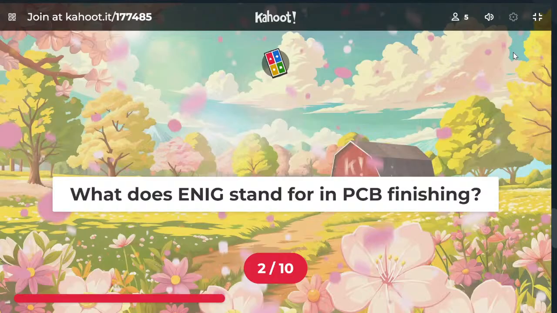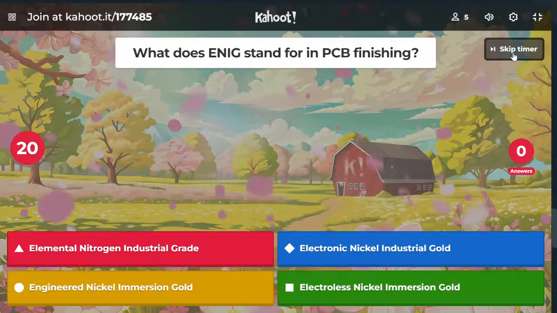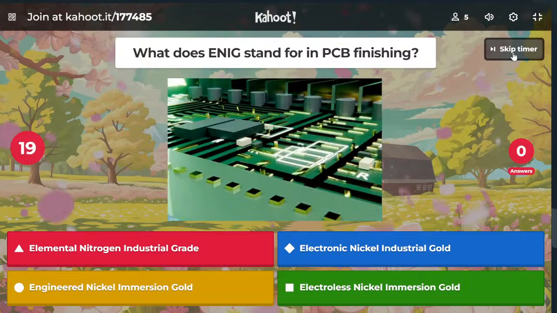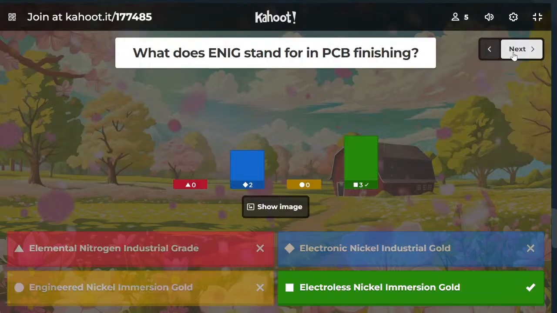Next question on your screens. What does ENIG stand for? PCB finish. What does ENIG stand for? See, again few people answered incorrectly. Electroless nickel immersion gold. We discussed about it. Not electronic, electroless. Not industrial. Immersion gold.